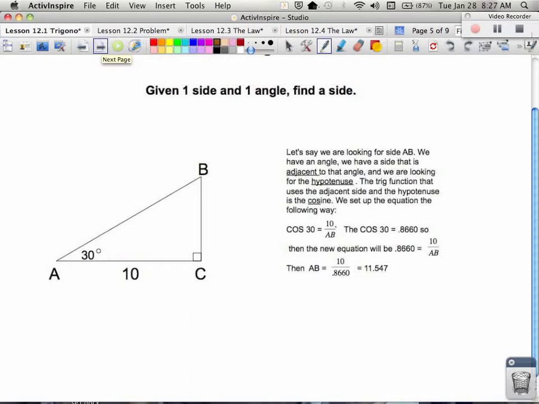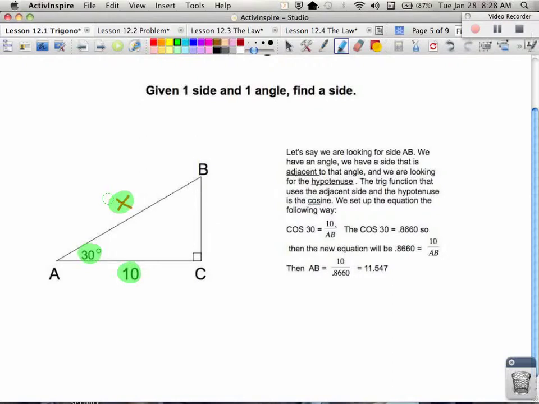In this slide here, again, we're given one side and an angle, and we're going to find another side. So in this particular example, they tell us that we want to find side AB. So now this is my unknown, the AB. So here I see, as I look at the information that's given and what I need to find, that I have an angle, that the side adjacent to that angle is given, and that I'm looking for the hypotenuse.